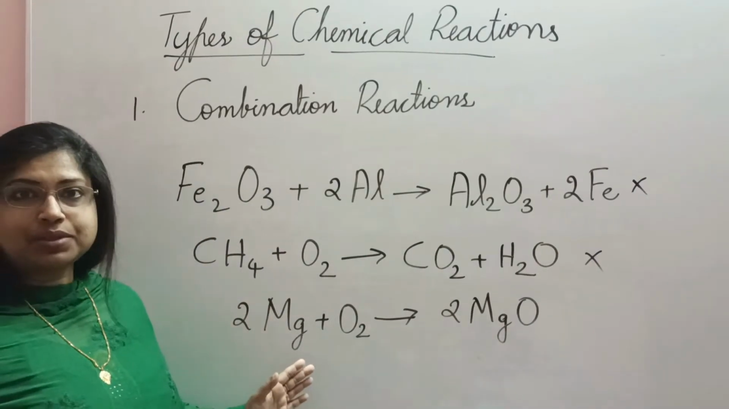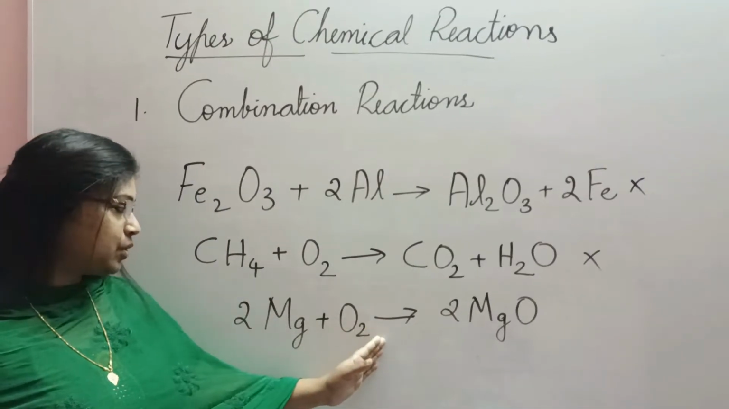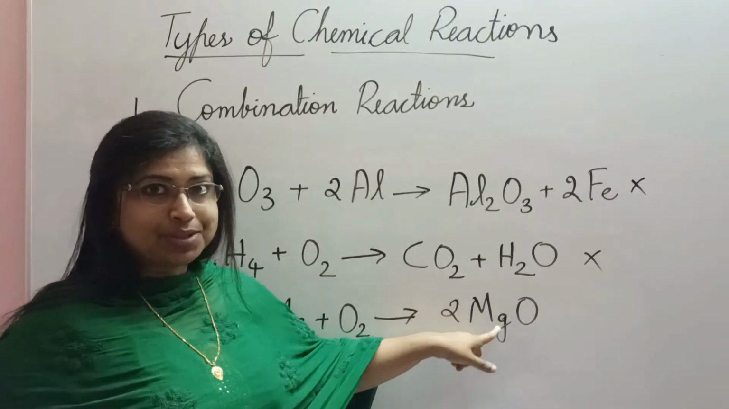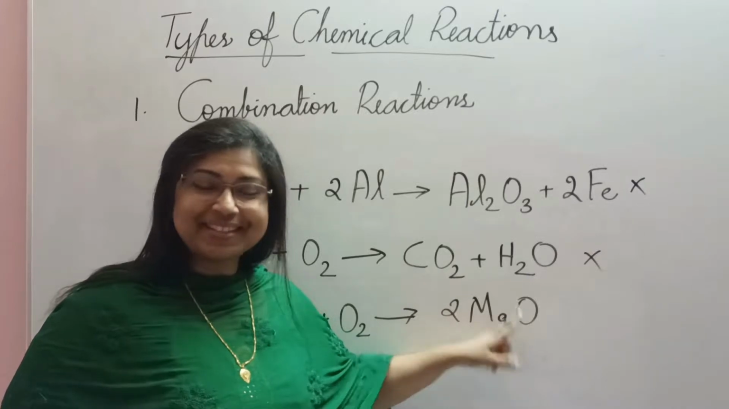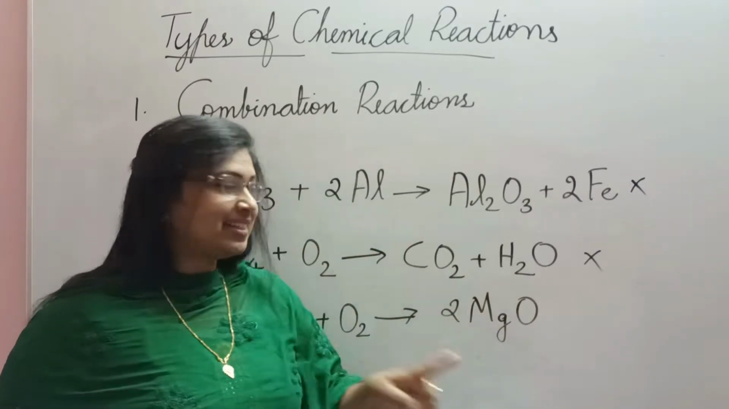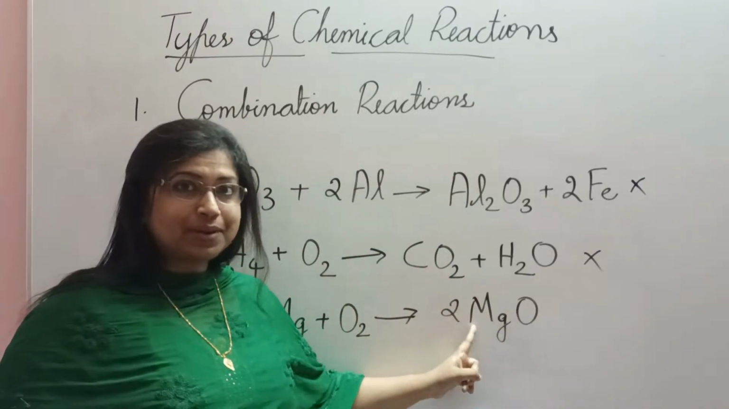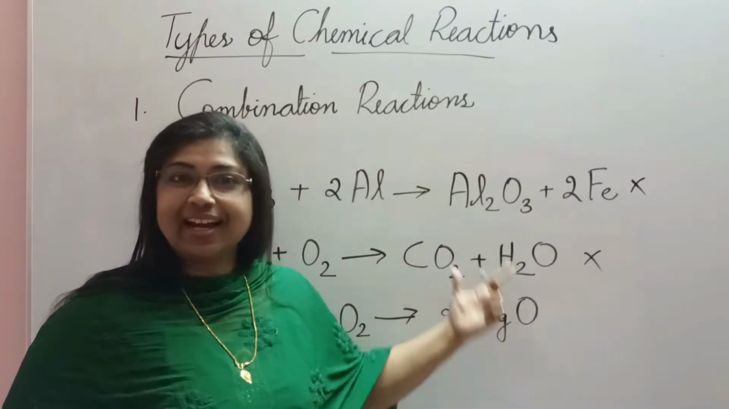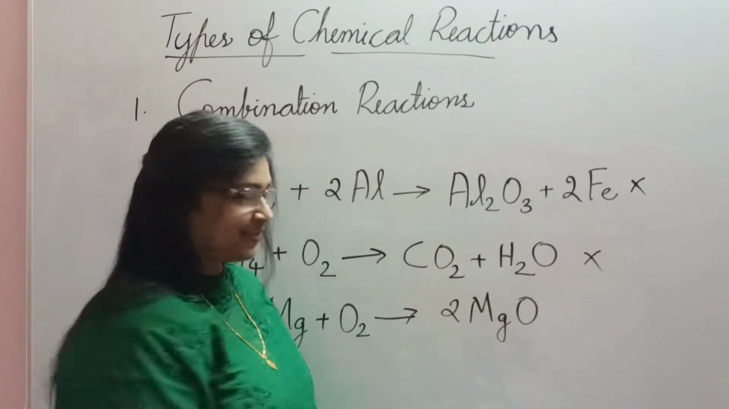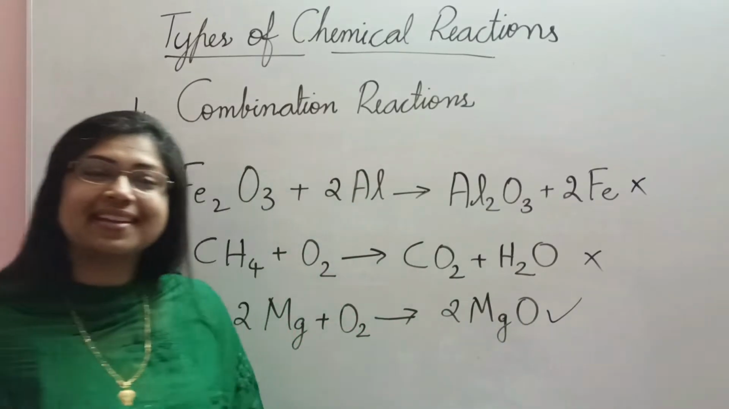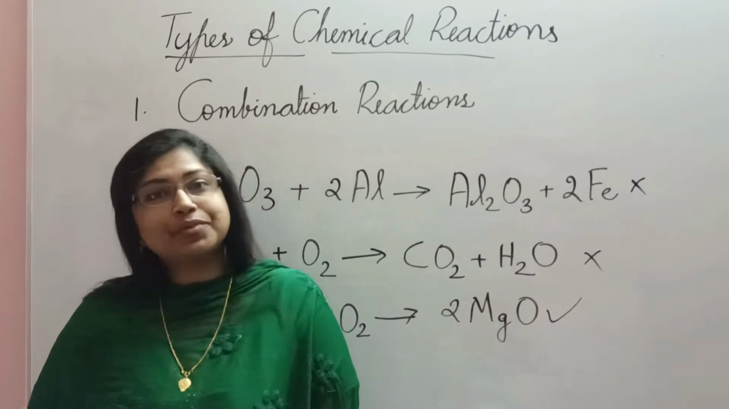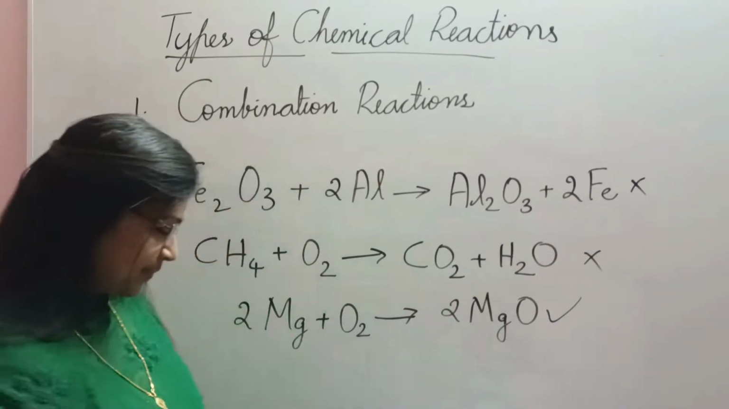Now what about the last one? 2 Mg plus O2. There are 2 reactants giving 2 MgO. So how many products are formed here? Only one product. Since only one product is formed here, this can be considered as a combination reaction. I hope this is clear for you. Now let us examine more examples of combination reactions.